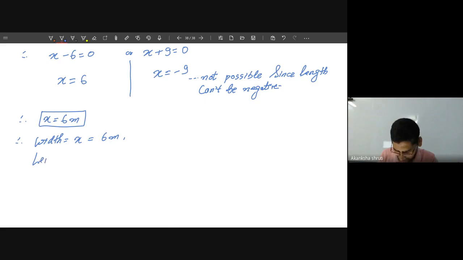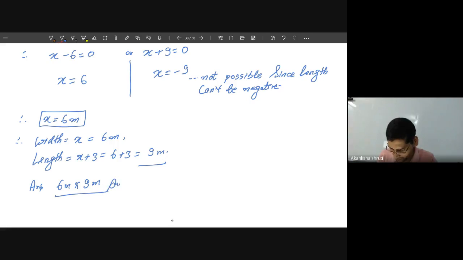And what is the length? It is x plus 3. This will be 6 plus 3, 9 meter. So therefore, answer is 6 meter by 9 meter. This is the answer. If you are multiplying this, you are getting 54 meter square. Means it is also verified. This way you can verify your own result also.